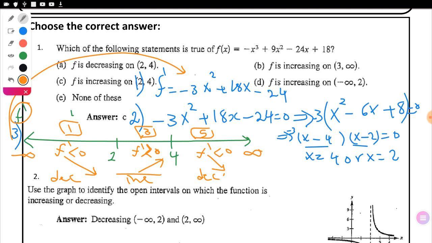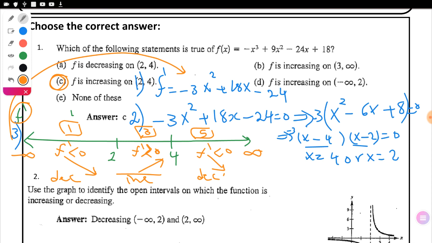If it says increasing on 3 and infinity, I don't have critical number 3 here. 3 and infinity, no, wrong, because here it is increasing only into infinity. B is wrong. f is increasing on 2 and 4, that is the right choice. That is why your correct answer is C. I hope you understand.